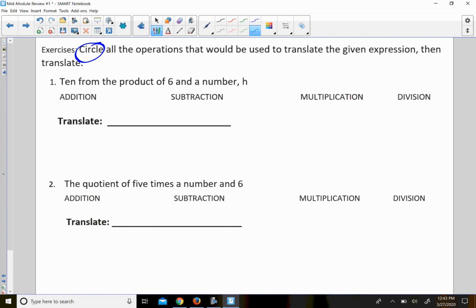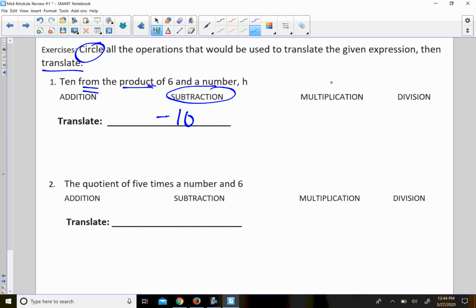So I'm also going to underline key vocab, circle what operations it is, and then I'm going to actually translate it. So 10 from the product of 6 and a number, which they want me to use h. So from means subtraction. So the question is, is it one of those switcheroos? The list of switcheroos includes from, subtracted from, less than, and fewer than. So I'm going to switch the order. 10 switches to after the subtraction. So all this stuff will switch to the front.